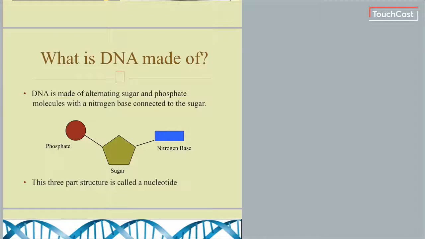Our next question is, what is DNA made of? DNA is made of alternating sugar and phosphate molecules with a nitrogen base connected to the sugar. What I need you to do in that blank box is to draw this image, the phosphate, sugar, and nitrogen base complex, because this three-part structure is called a nucleotide and is a key component to this entire unit.